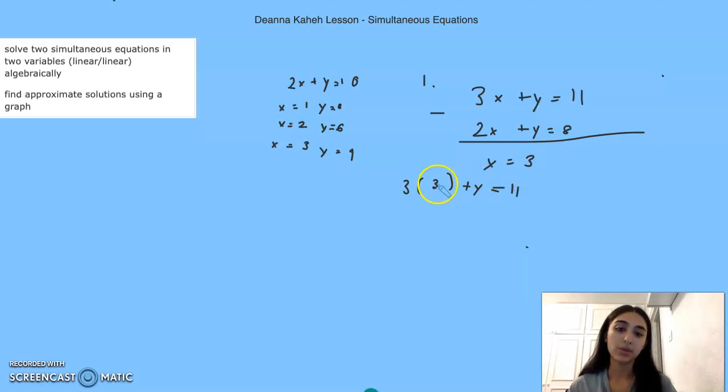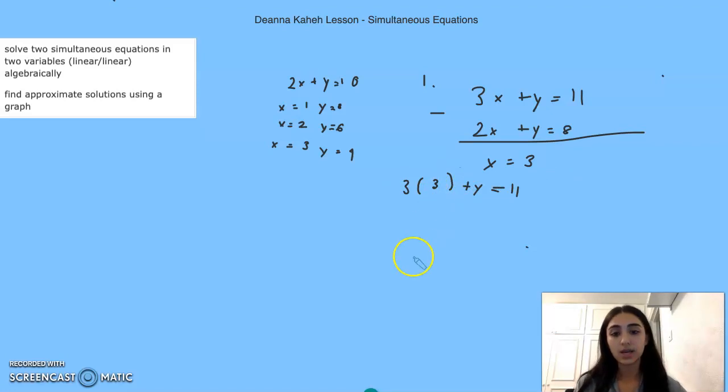The reason why I put it in brackets is that in the exam, when I'm stressed, I'm worried, I'm anxious, I'm going to know that this 3 is the x that I was doing. I know I have to times these 3. I'm not going to get confused. It's going to make it a lot easier, a lot clearer to me that this is what I need to do. 3 times 3 plus y equals 11.